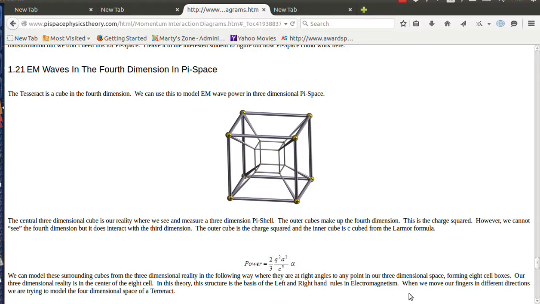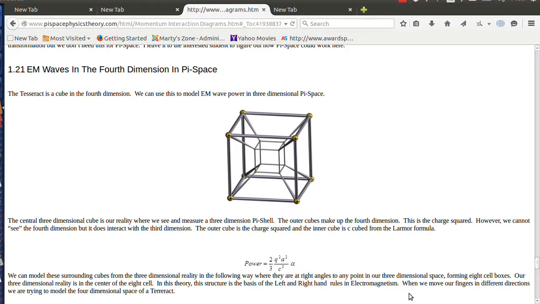So in PySpace, there is an attempt to explain why there are these right-handed rules and perpendicular fields to one another. The idea is pretty simple. It requires a certain degree of thought, but the idea is that the pi shell for electromagnetism is like a massless, chargeless pi shell, except that it's in the fourth dimension.